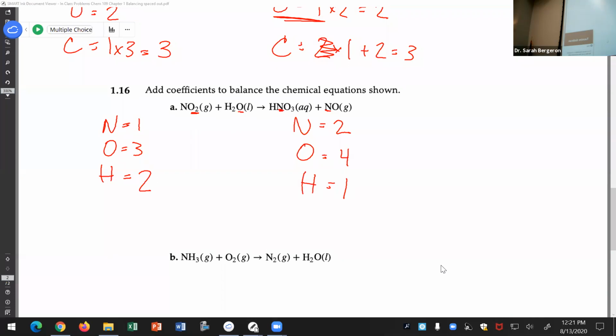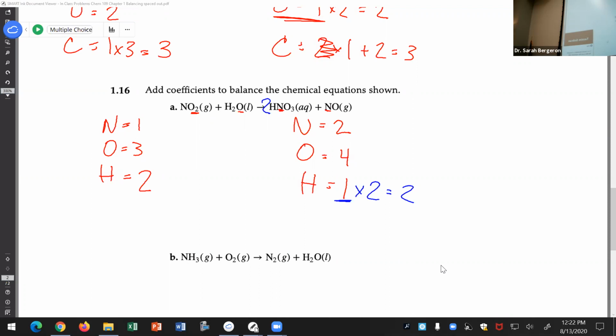Okay, where do we want to start? I'm telling you, don't start with oxygen. It's everywhere. What should we start with? I would start with hydrogen. So let's try that. What are we going to do to hydrogen? We're going to bring this one up. So we're going to do what? Multiply by 2. Okay, so I put my 2 up here.